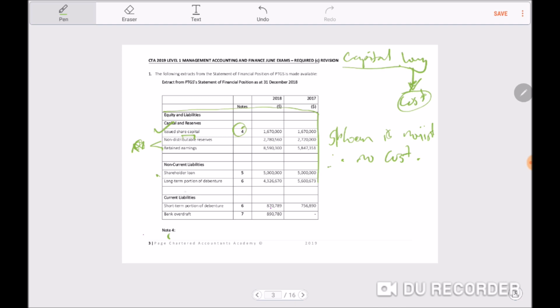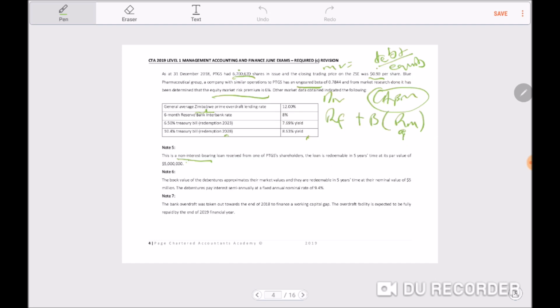If you go to the long-term portion of debenture, we have note 6 here, and also we have a short-term portion of this debenture, which is also note 6. Note 6 gives us the book value estimates, the market values, and it's redeemable in 5 years. If it's redeemable in 5 years, this means that it's a permanent source of funding. Also, we're told the nominal value is 5 million. The debentures pay a semi-annual interest at 9.4%.